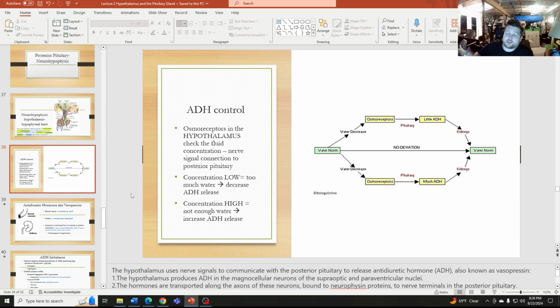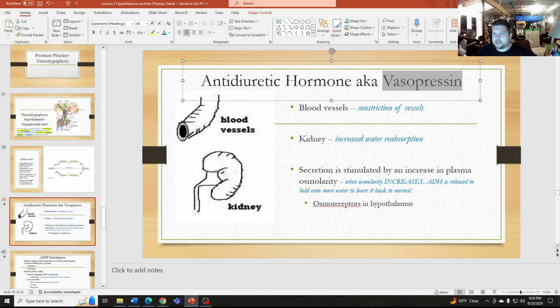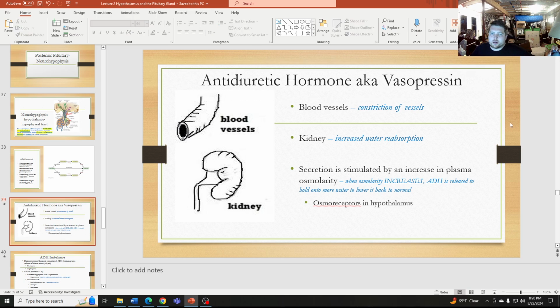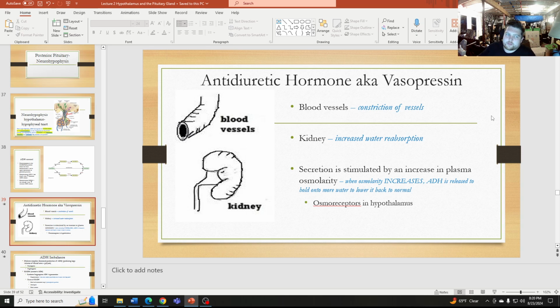When you're filtering, make sure you reabsorb that water, take that water back in, and it's also going to stimulate our thirst reflex. So ADH is going to make us feel thirsty. Another name for antidiuretic hormone is vasopressin, because it also has an effect on the blood vessels. ADH is going to bind to the blood vessels and cause constriction, because if we don't have enough fluid in the blood, our blood pressure might be a little bit low, so it's going to cause constriction in order to increase the blood pressure and keep the blood moving.